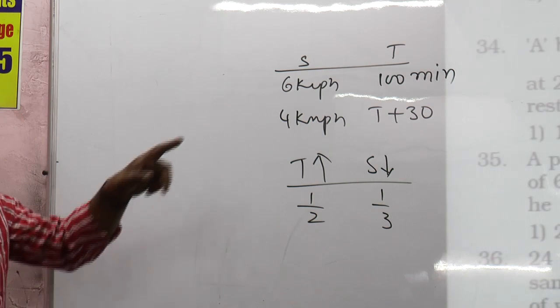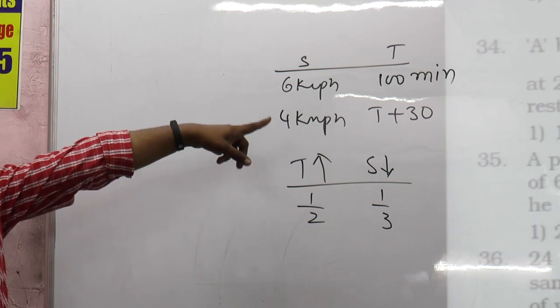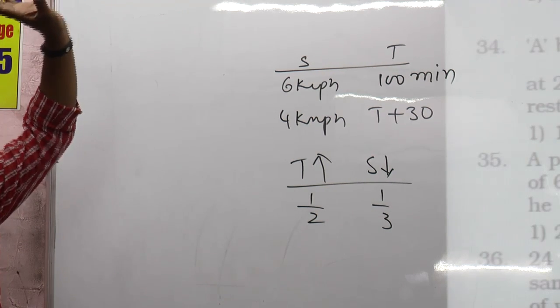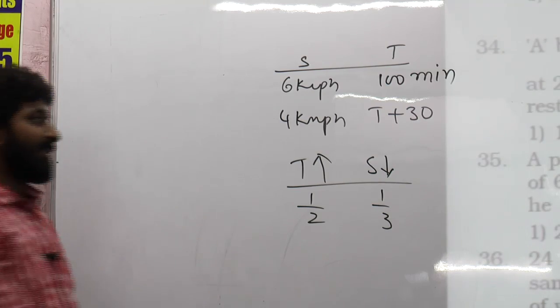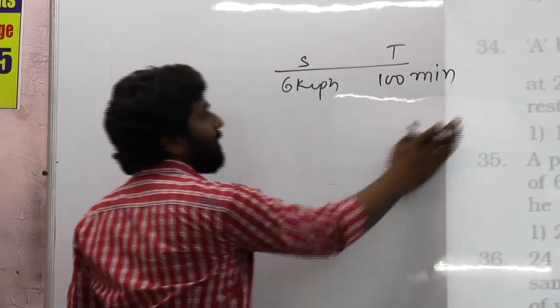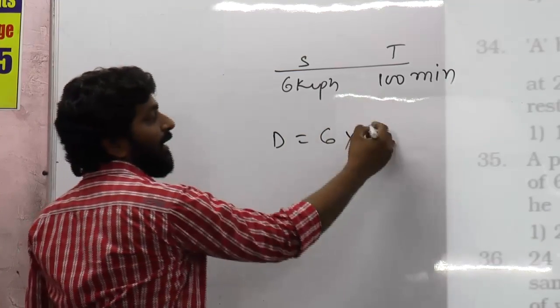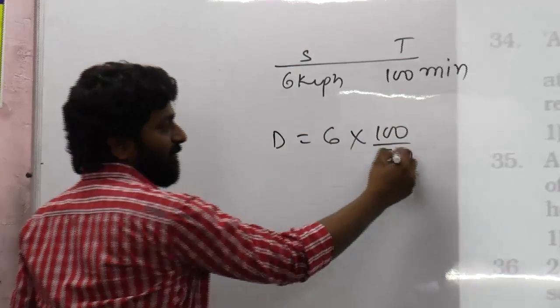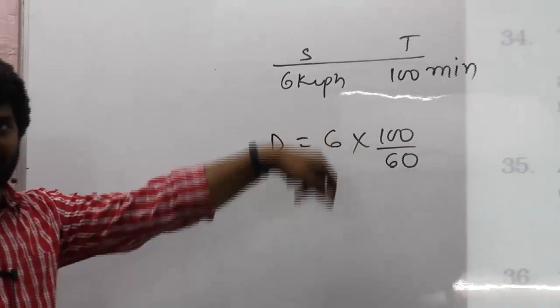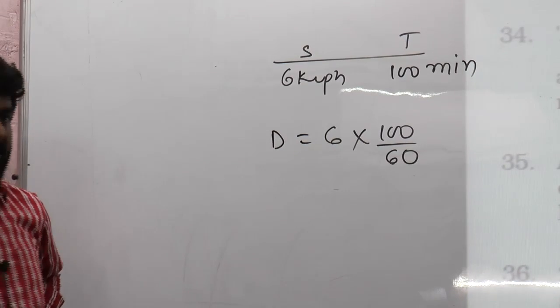Okay? But you're not asked about the actual time taken in the first case, the initial time. You're asked about distance. Distance will be equal to speed into time. So distance is speed 6 km per hour into time, 100 minutes converted to hours by dividing by 60. 6 cancels, 0 cancels, distance is 10 kilometers.